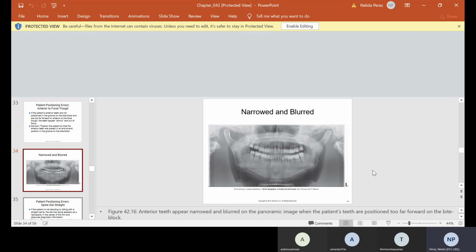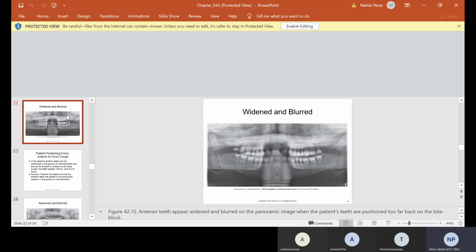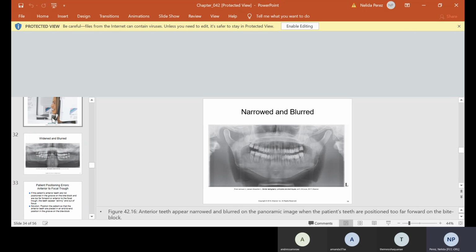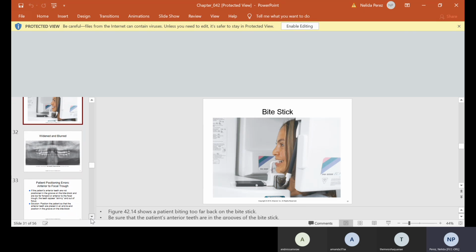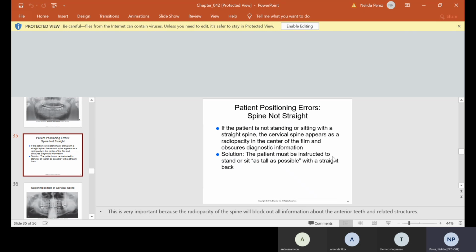Okay. So again, the trick to avoid both of the ones that I showed is all about making sure that the patient slides their teeth in that little notch. Now, she is smiling. When I'm ready to take the x-ray, I will tell her to put her lips around that bite stick and her tongue up to the roof of the mouth.